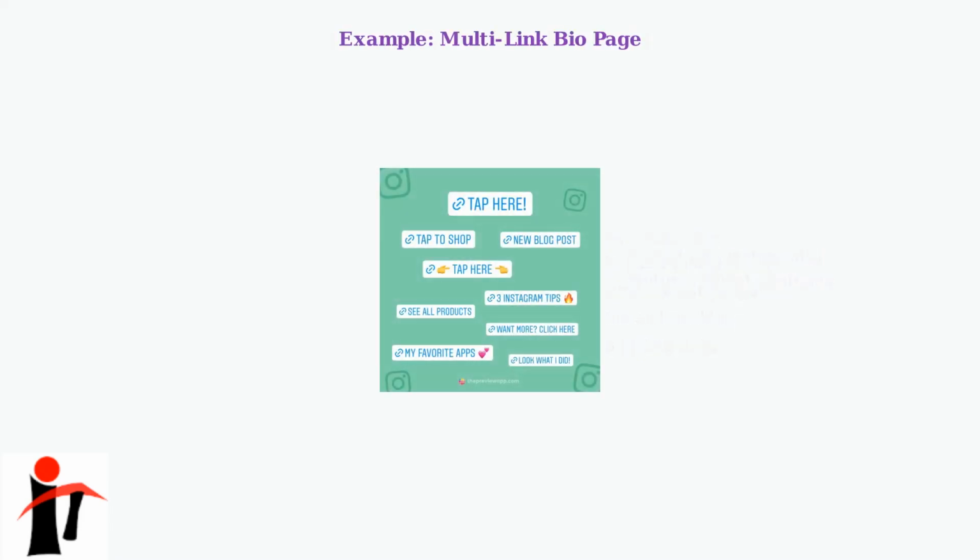Here's an example of what a comprehensive link in bio page looks like. Notice how it includes multiple call-to-action buttons, making it easy for followers to access different content and platforms, including Threads. The fourth method uses Instagram Stories link stickers.